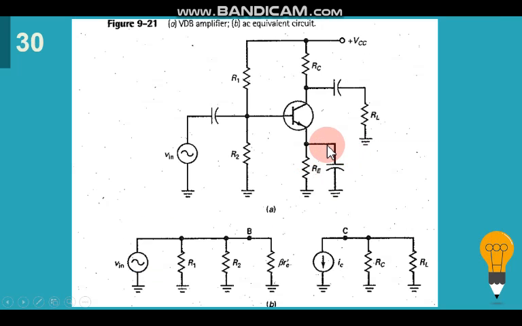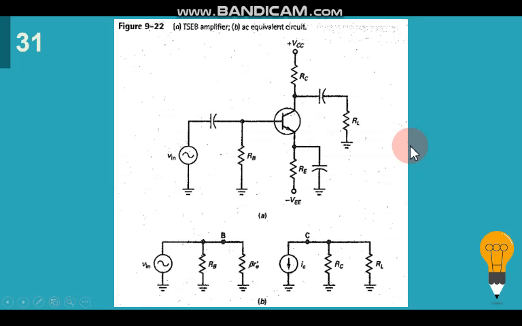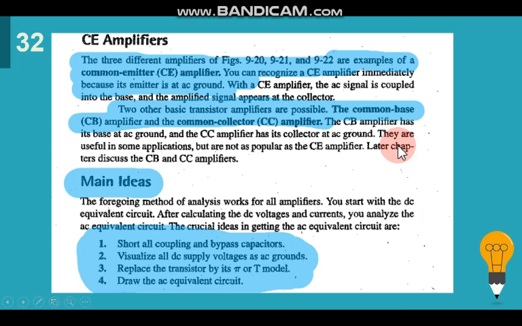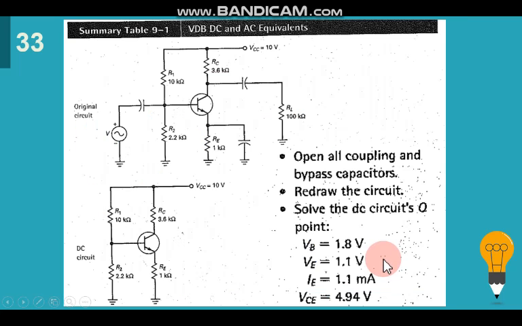In the same way you can draw the equivalent AC analysis for the voltage divider amplifier and TSCB amplifier. Here we have seen three CE amplifiers. We will see some more amplifiers, CB and CC, in the upcoming lectures. To perform the AC analysis, we have main ideas. Short all the coupling and bypass capacitors. Visualize all DC voltage sources as ground. Replace the transistor by pi or T model and draw the AC equivalent circuit.